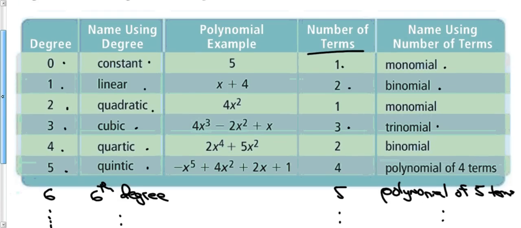So when we're looking at these polynomials, these examples right here, we're going to name them both by degree and by number of terms. So we're going to use one name from this column and one name from this column in order to name this polynomial. So for instance, 5 would be a constant monomial. X plus 4 would be a linear binomial. 4x squared would be a quadratic, because it's second degree, monomial, 1 term. This one right here would be a cubic trinomial, 1, 2, 3 terms, and it's to the 3rd power, cubic trinomial. 2x to the 4th plus 5x squared, look for the biggest exponent, that's to the 4th, so that is a quartic binomial. And then the last one, a quintic polynomial of 4 terms.